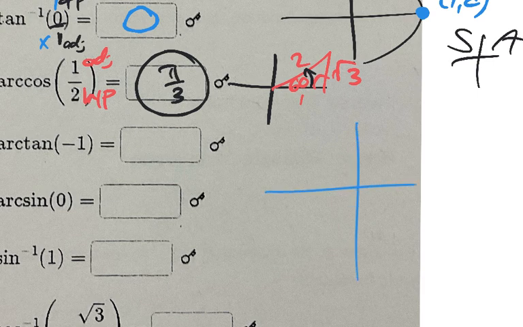Arc tangent is -1. Okay, so arc tangent is negative. I'm in the first and the fourth quadrants. Because it's negative, that puts me in the fourth. When it's tangent, I can write it as 1/1. That's okay because this is the opposite and this is the adjacent.